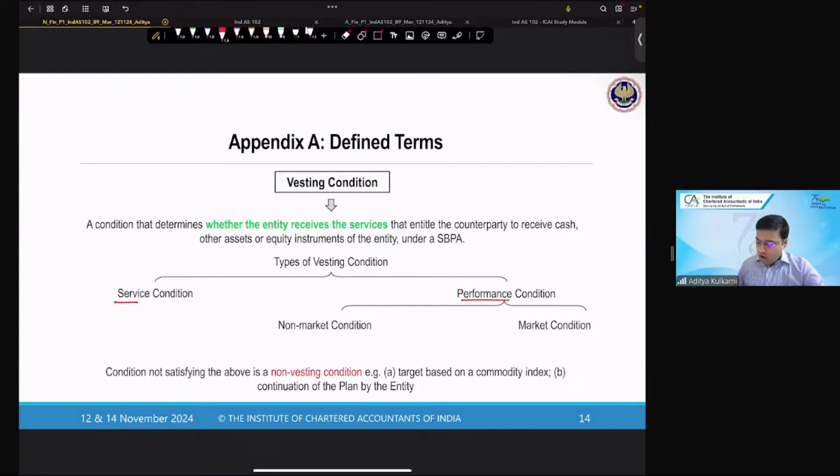A condition not satisfying the above becomes a non-vesting condition. There could be certain non-vesting conditions also. Example, target based on a commodity index or continuation of the plan by the entity.